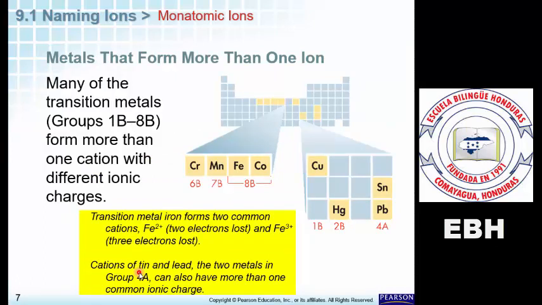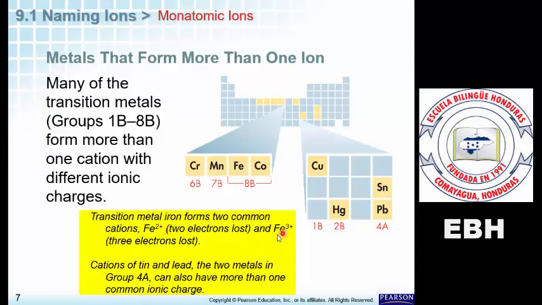Metals that form more than one ion. Many of the transition metals, that's groups 1B through 8B, form more than one cation with different ionic charges. Over there, in the yellow part, a transition metal ion forms 2 common cations. In this case you have iron, Fe, with a 2 positive charge, 2 electrons lost, because you have a positive charge over here.